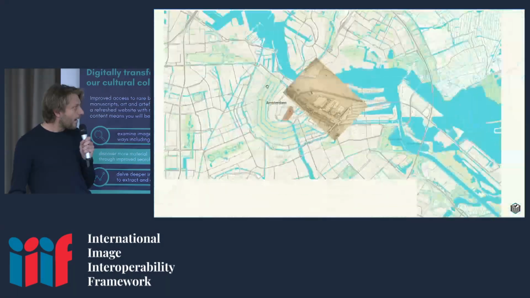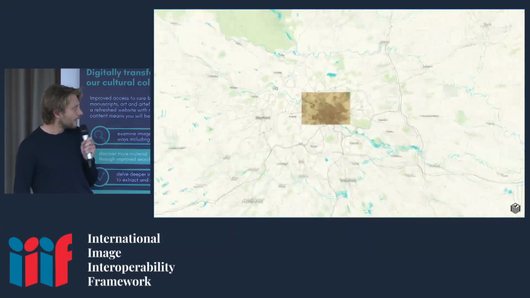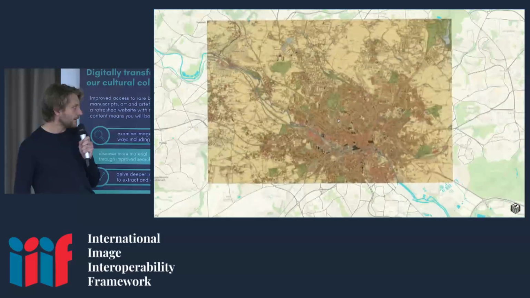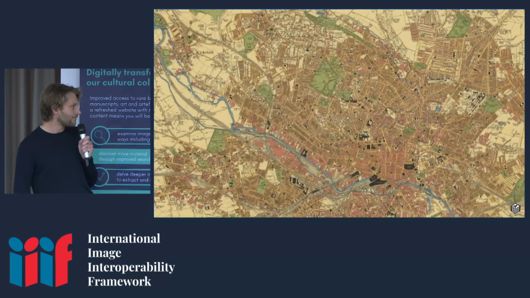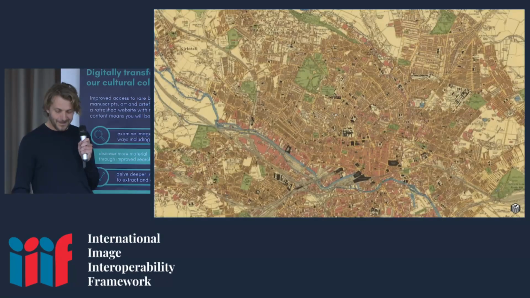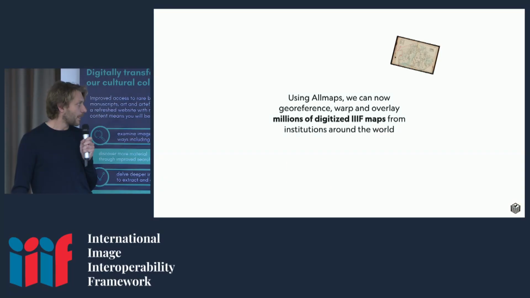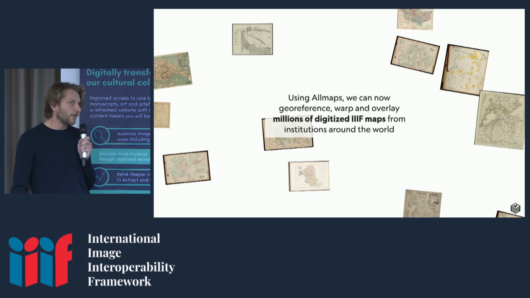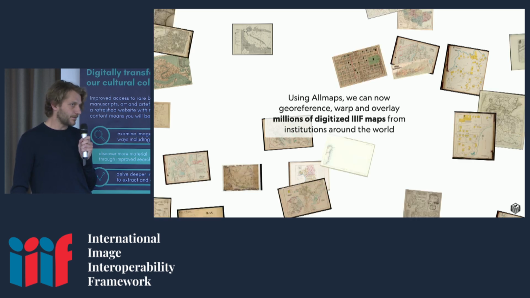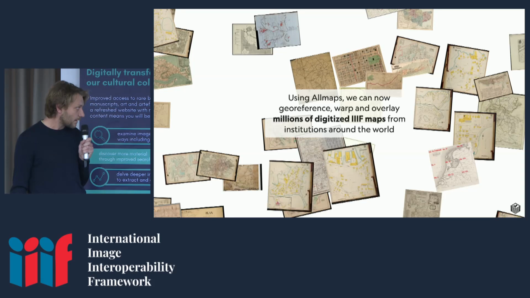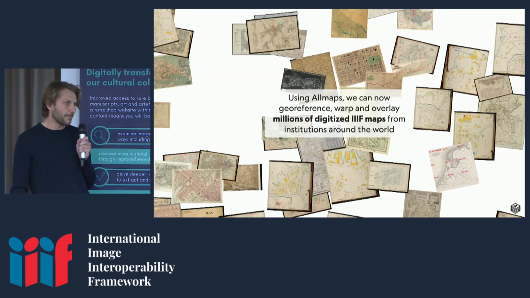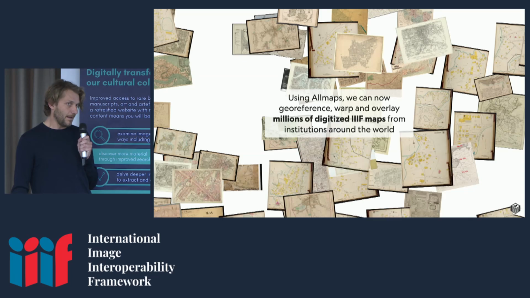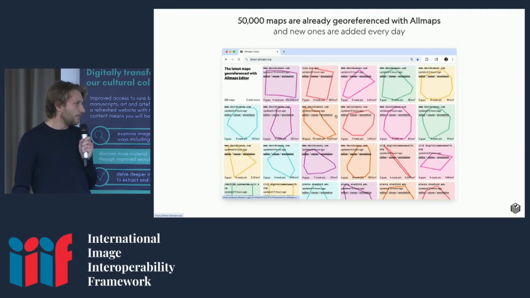And now, of course, we're in Leeds. And there are beautiful maps of the National Library of Scotland at Leeds. So that's the goal, to make sure that you can always find maps of wherever you are through Allmaps. And there are millions and millions of maps available through IIIF in institutions around the world. Any institution that publishes their maps through IIIF, you can use those maps and georeference them in Allmaps. More than 50,000 are already georeferenced with Allmaps, and more are added every day.